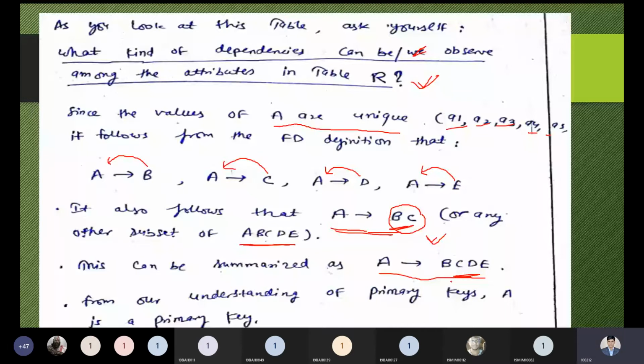From our understanding of this point, we can say A is an attribute which has uniqueness in the records, or rows, or tuples, or the set of values. So of course it would be a primary key. Okay, this is the point. After observing these few things, we found the key attribute, that is the A attribute. Yes, please tell me any doubt over here.